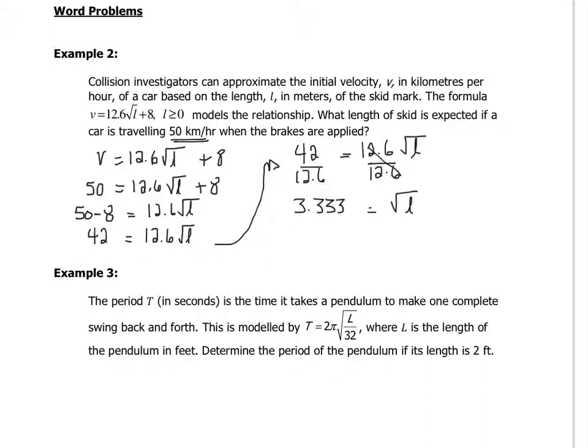And then you want to square both sides. So L would be, and I still have that in my calculator, so I just hit squared, and that gives me 11.111, and so on. So if I round that off, L is approximately 11.1, and that would be in meters, an 11.1 meter skid mark.